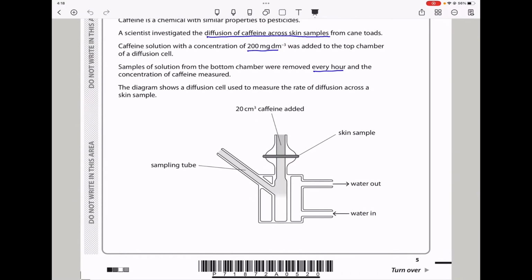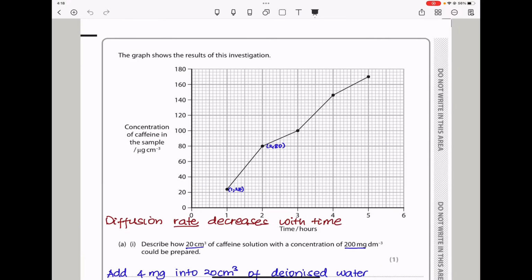So in this diffusion cell, we have this upper chamber where the 20 centimeters cubed of caffeine was added, and then we have the skin sample here. Then there is a sampling tube to remove some sample in order to measure the concentration of caffeine. This is where water comes in, and that is where water leaves. Moving on. Here they say the graph shows the results of this investigation.